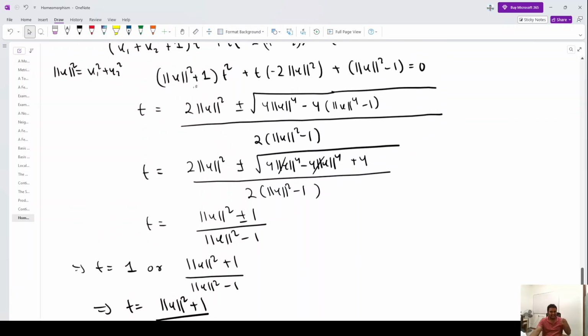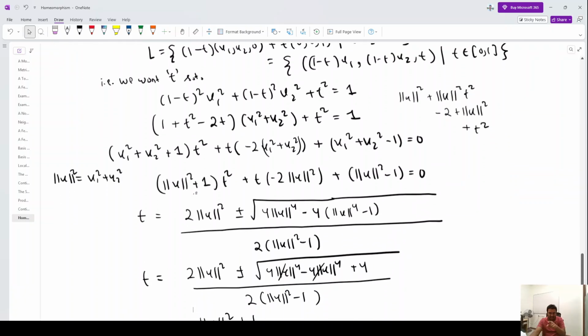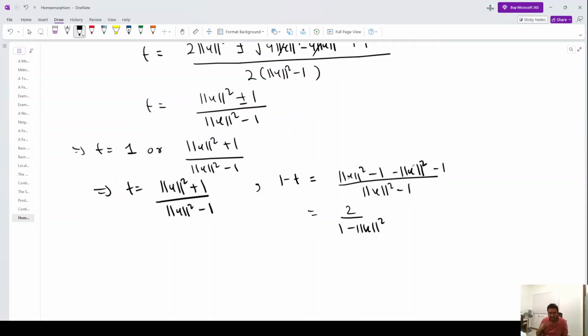So finally, let's put it back. So what is my point? So 1 minus t, and then there is t. Okay. So what is 1 minus t? Let us compute that also. What will be 1 minus t, guys? Norm x square minus 1 minus norm x square minus 1, right? Divided by norm x square minus 1. So this and this will go. So this is 2 divided by 1 minus norm x square. So this is your 1 minus t.